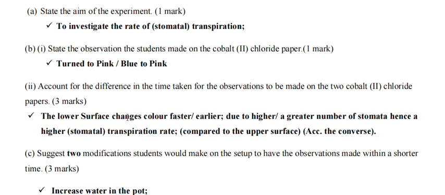The lower surface changes color faster or earlier, and that is due to a greater number of stomata, hence a higher transpiration rate, and that is compared to the upper surface. And also the converse is true. The upper surface changes color slower or later due to a lower number of stomata, hence lower transpiration rates.